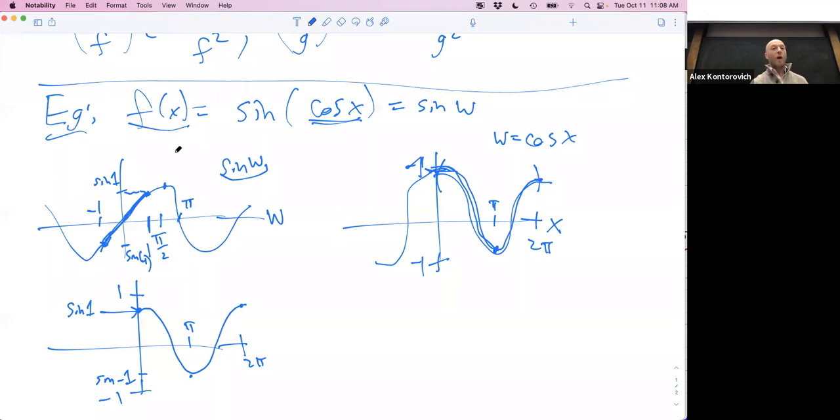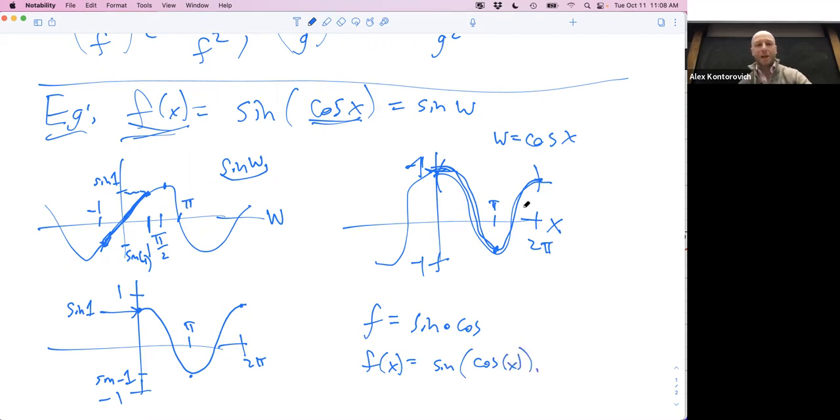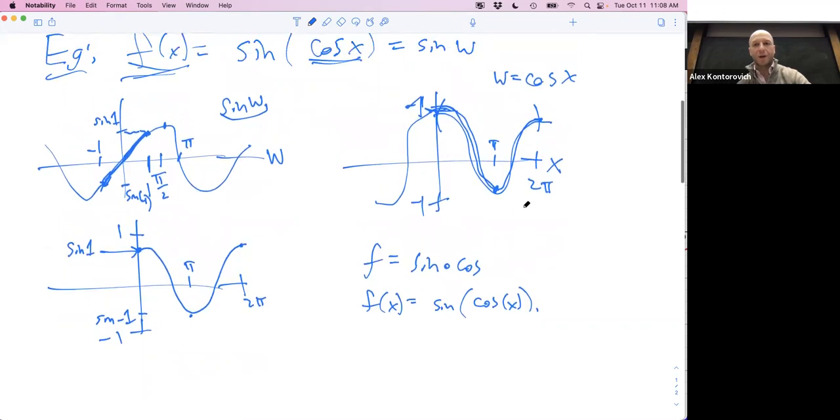And the question is, what is the derivative? Despite the fact that I don't know what this weird thing looks like, let's try to figure out what its derivative is. Is everyone clear on what we're trying to do? Okay, so we have a complicated function. We've taken a composition. You would write this as sine composed with cosine. So we could say f is sine composed with cosine, which means f of x is sine of cosine of x. Let's work out what its derivative is.